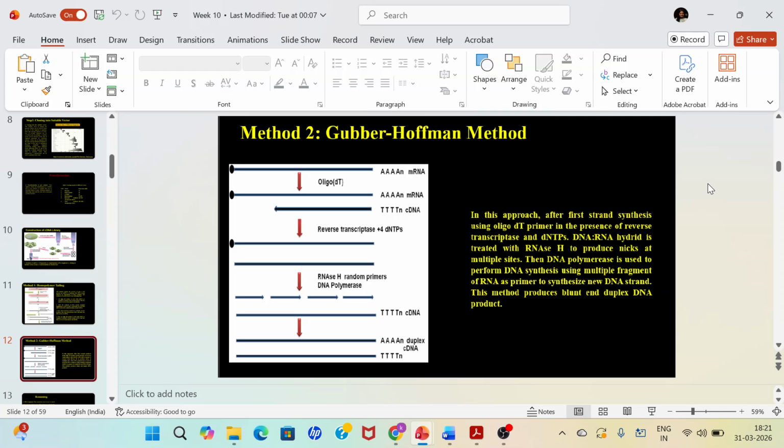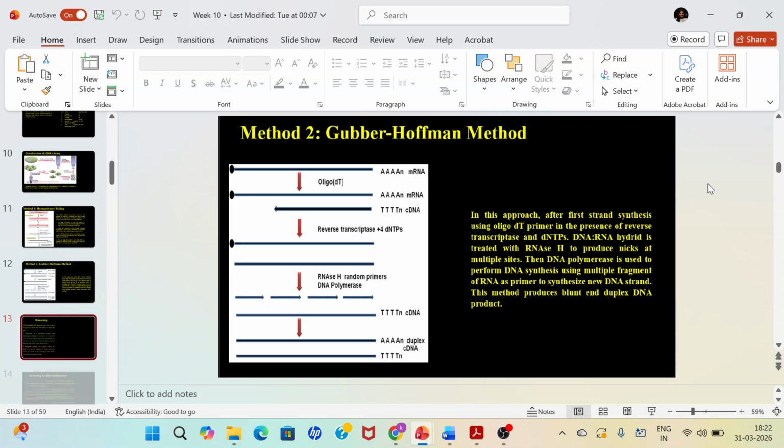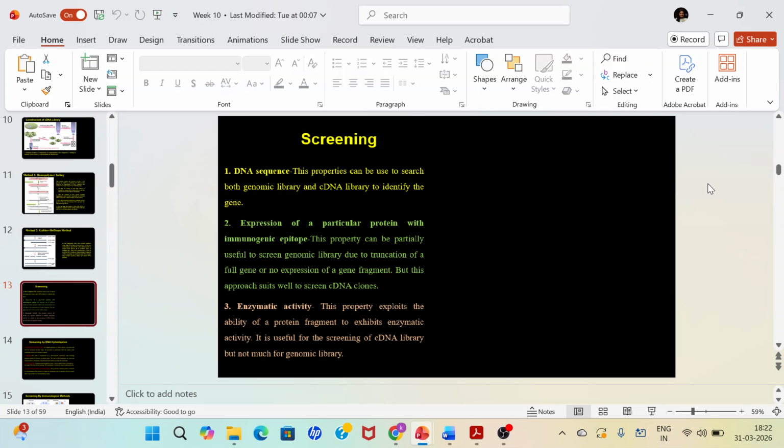Then these RNAs will be further treated with RNase H to make the nicks, and those small RNAs will be further used as primers for the formation of the further DNA, for the amplification of the DNA, making the cDNAs. Okay, then after the cDNA library is made, screening can be done by DNA sequence, by the expression of a particular protein with immunogenic epitopes, or by the enzymatic activity. These are three methods for screening.